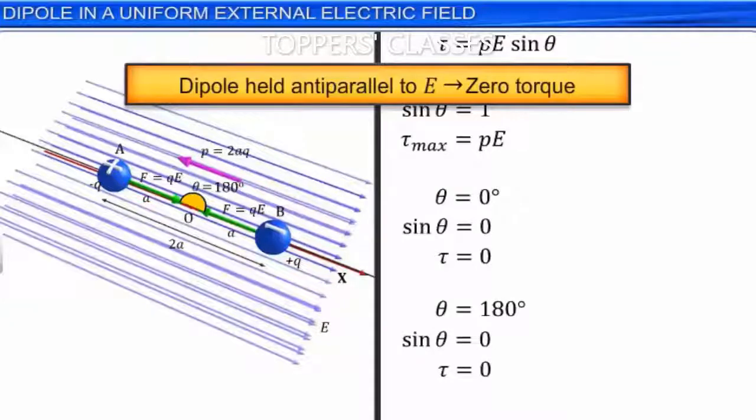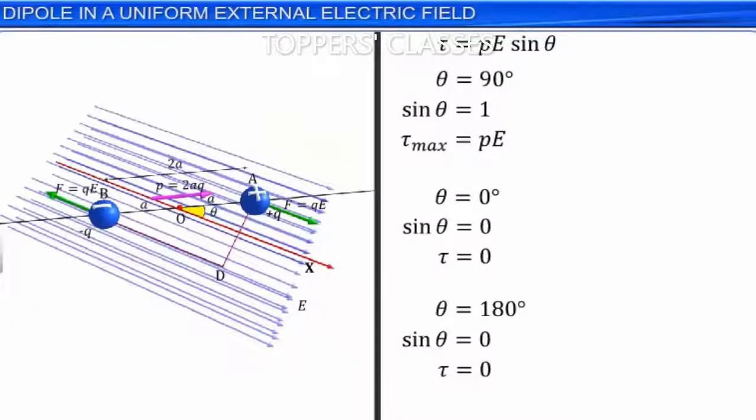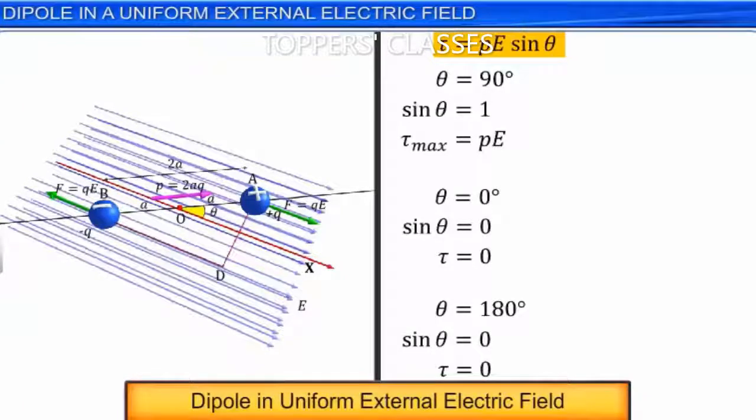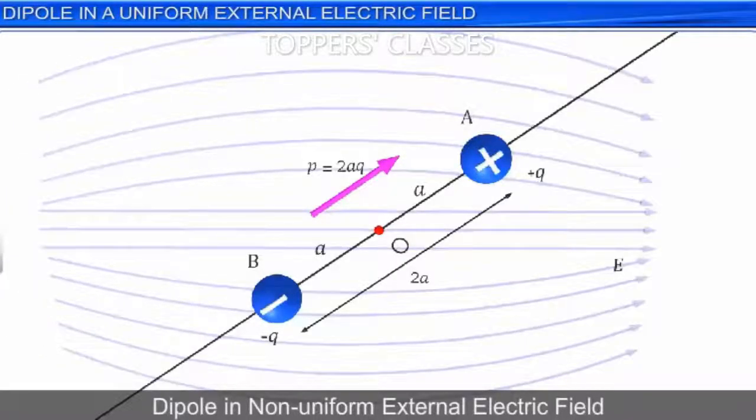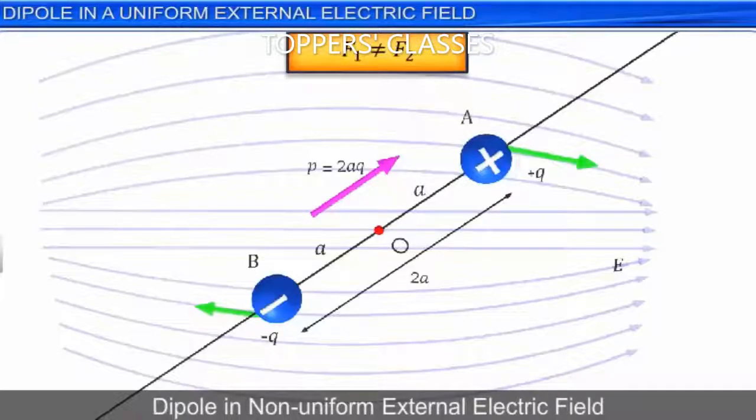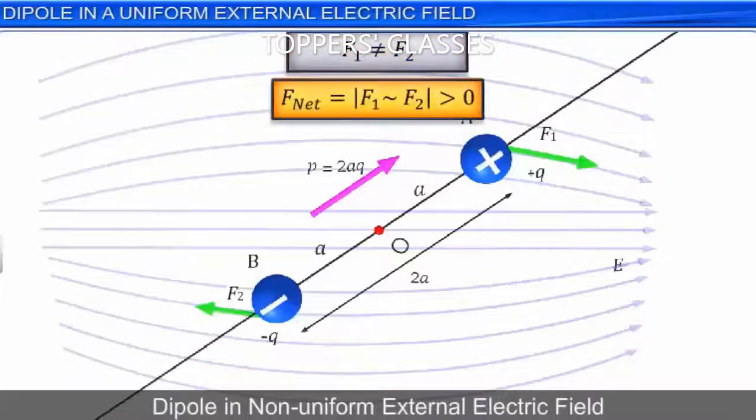From this discussion, we see that the expression tau is equal to pE sin theta will be valid only when the dipole is in a uniform external electric field. But when it is placed in a non-uniform external electric field, then the charges plus Q and minus Q of the dipole do not experience equal and opposite forces. Each experiences a force of unequal magnitude, say F1 on plus Q and F2 on minus Q, in different directions depending on the direction of the electric field strength at their respective locations. Hence, there is a net force on the dipole.